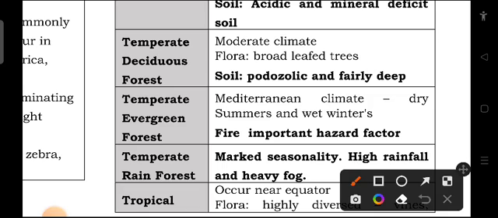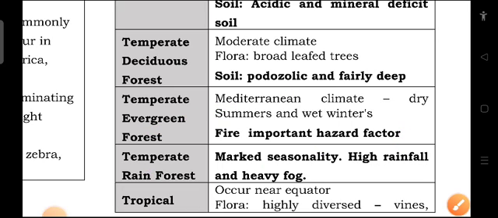The next one is temperate evergreen. Here we have the Mediterranean climate. In temperate deciduous we had a moderate climate and here we have a Mediterranean climate. So summers are dry and winters are wet. Forest fire is an important hazardous factor. The next kind is temperate rainforest. It marks seasonality, high rainfall, and heavy fog will also be there.